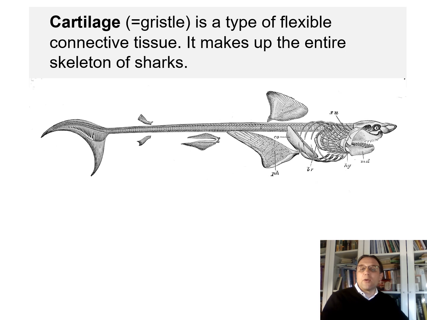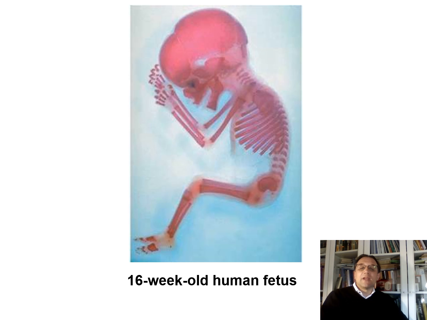Cartilage, or in other words, gristle, is a type of connective tissue. It makes up the entire skeleton of sharks. Yes, a shark's skeleton is not made of bones, it's made of gristle or cartilage. Where in the human body do we find cartilage? Well, during the first months of pregnancy, the skeleton of a human embryo is made entirely of cartilage. The minerals cause the cartilage to harden into bone later on.